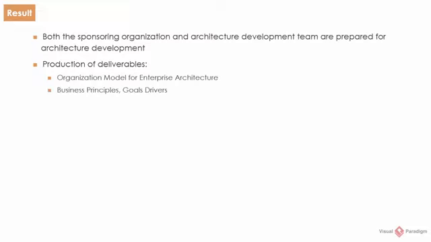Result of the preliminary phase. The primary objective of the preliminary phase is preparing the architecture development activities. So once you've finished this phase, both the sponsoring organization and architecture development team should be prepared for architecture development. And in this phase, the following deliverables will be produced: organization model for enterprise architecture, business principles, goals and drivers, architecture repository, request for architecture work.